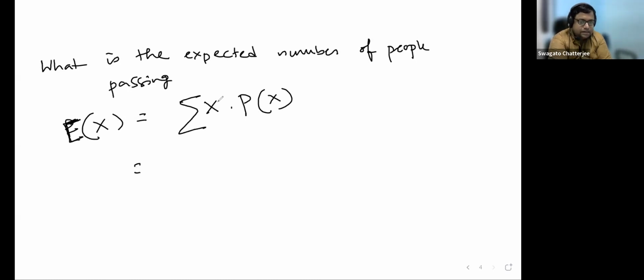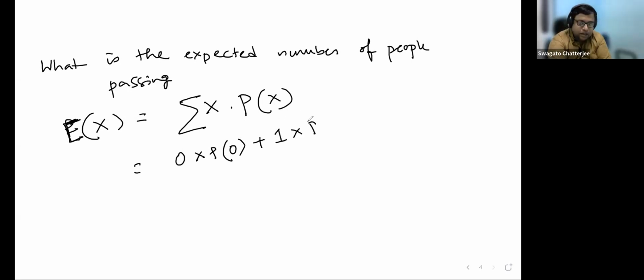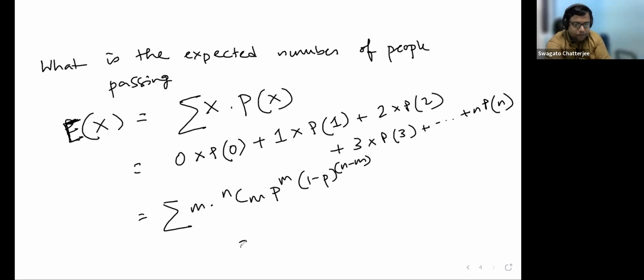So what is the expected number? Zero into probability of zero, plus one into probability of one, plus two into probability of two, plus three into probability of three, up to n into probability of n. So we can write it this way: summation over m of m times nCm P to the power m (1 minus P) to the power n minus m. If somebody derives it a little bit like I did before, it comes to be n into P. It's a simple formula, that's how it breaks up.